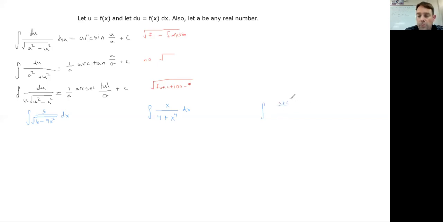Secant squared of 3x all over tangent of 3x, and tangent squared of 3x minus 1. So these are the three you guys are going to try first. But let's see how this whole thing plays out.